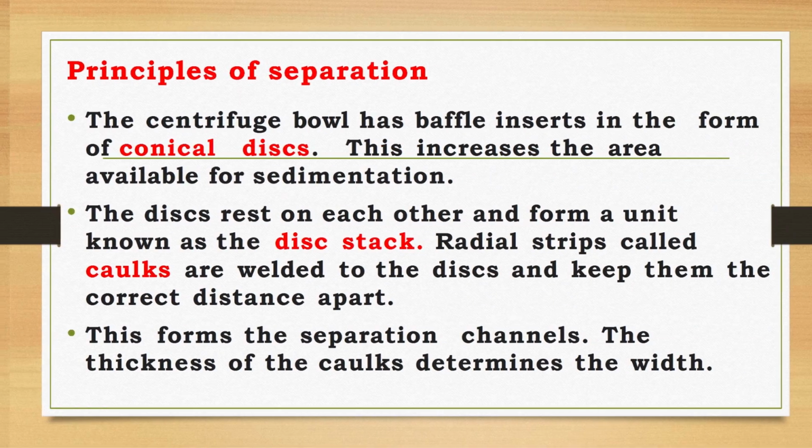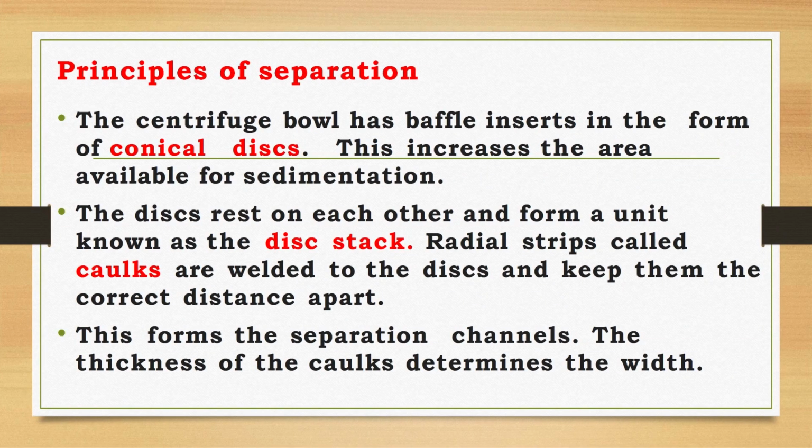So how does a centrifuge work? The centrifuge bowl has baffle inserts in the form of conical discs. This brilliant design dramatically increases the area available for sedimentation. The discs rest on each other to form a unit known as the disc stack. Radial strips called caulks are welded to the discs to keep them the correct distance apart, forming the separation channels. The thickness of these caulks actually determines the width of the channels.